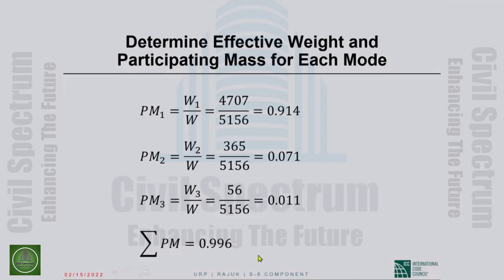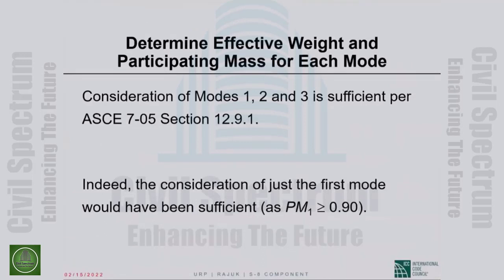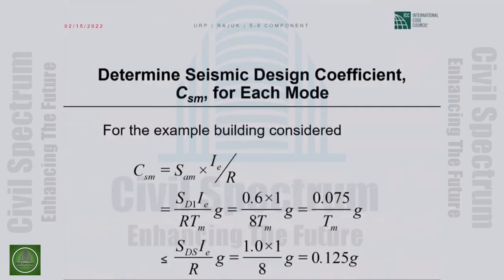Okay. So this participating mass in our case is 0.996. The first three modes capture 0.996. Obviously, it should be 1.0. That is a little bit of round off. We have nothing else, just the three modes. But importantly, the first mode accounts for 91.4% of the participating mass. So consideration of modes 1, 2, and 3 is sufficient. Indeed, the consideration of just the first mode would have been sufficient because the participating mass of the first mode is more than 90%.